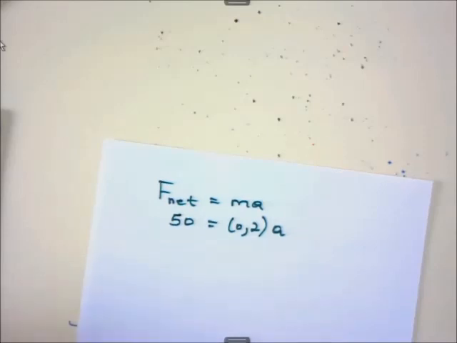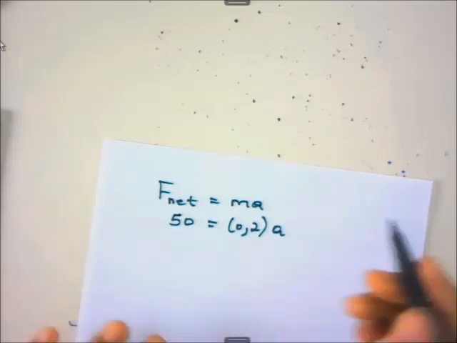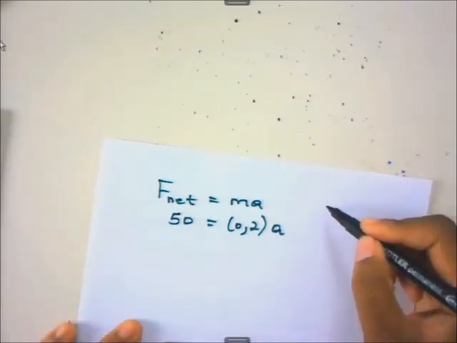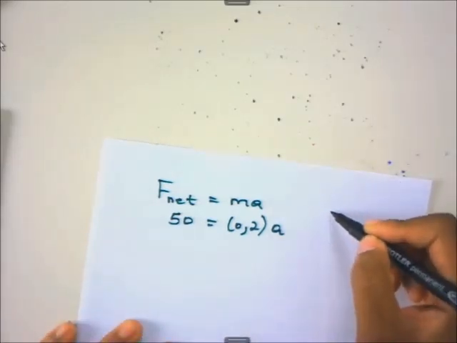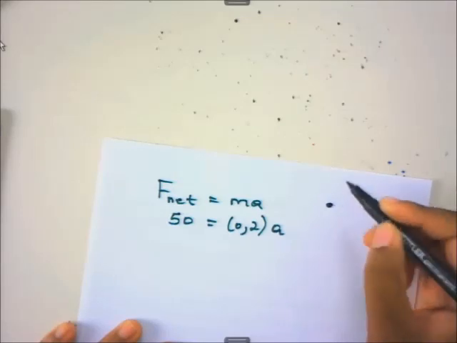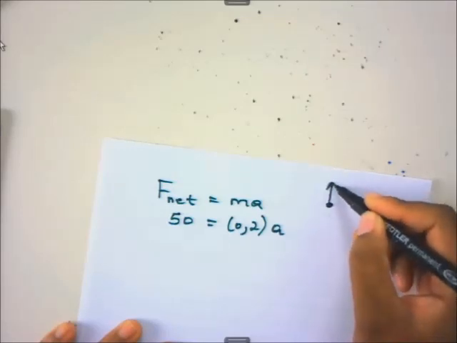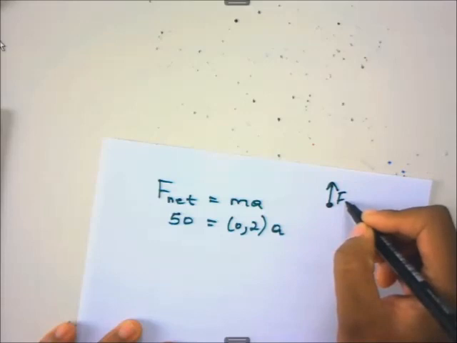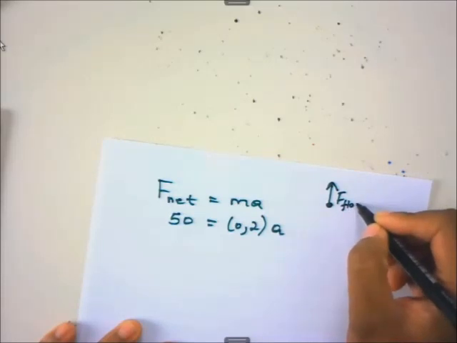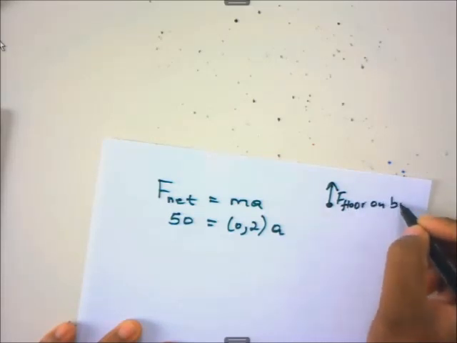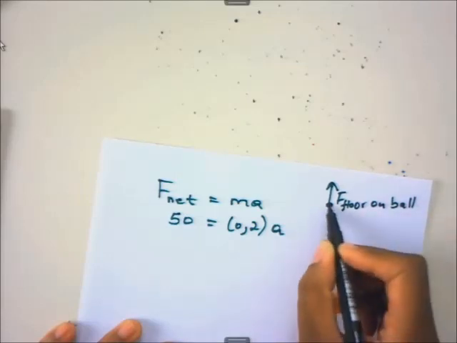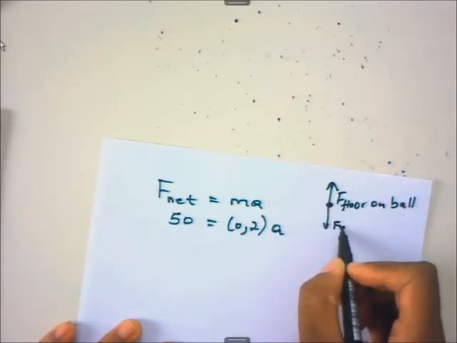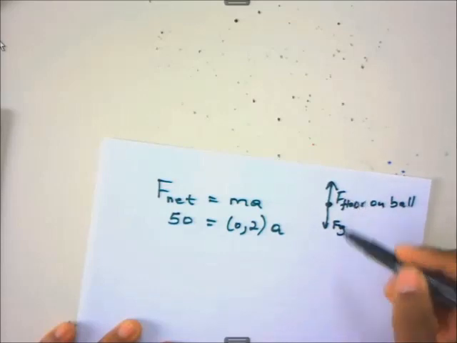Now, when we remember Newton's second law, we have this thing whereby you must be able to identify the forces acting on an object. So we have the force that is being exerted on the ball, the force of the floor on the ball, and also we have Fg that is always there. These two forces are doing the work.